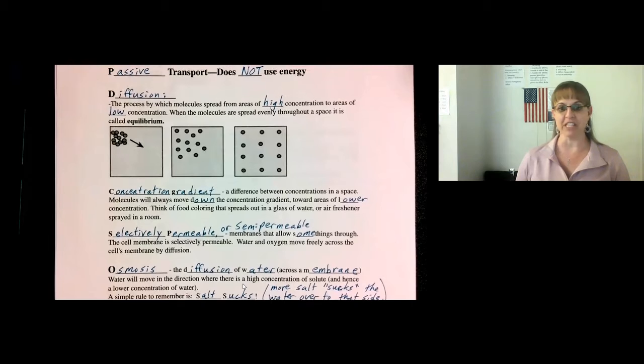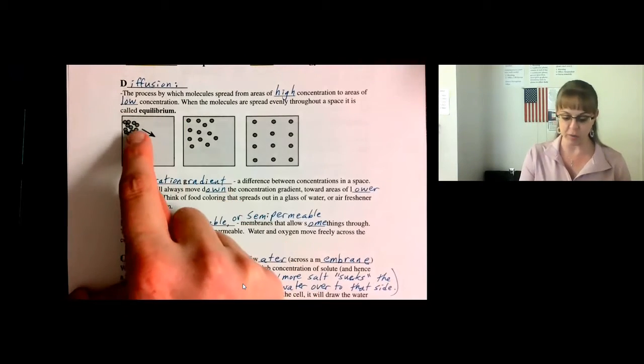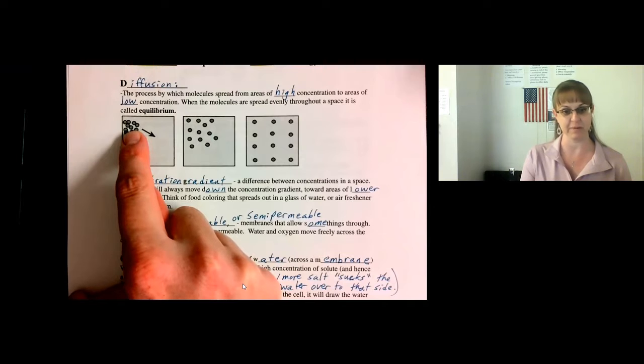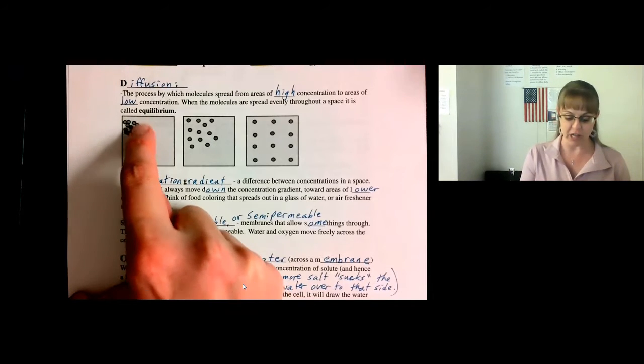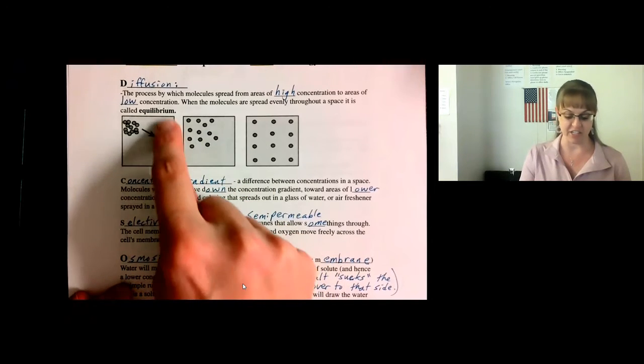So there are three basic types of passive transport. The first one is diffusion. Diffusion is the process by which molecules spread out from areas of high concentration to areas of low concentration. For example, perhaps this is a beaker of water and we put a drop of food coloring in it. At first, the food coloring is very concentrated here and not concentrated here.